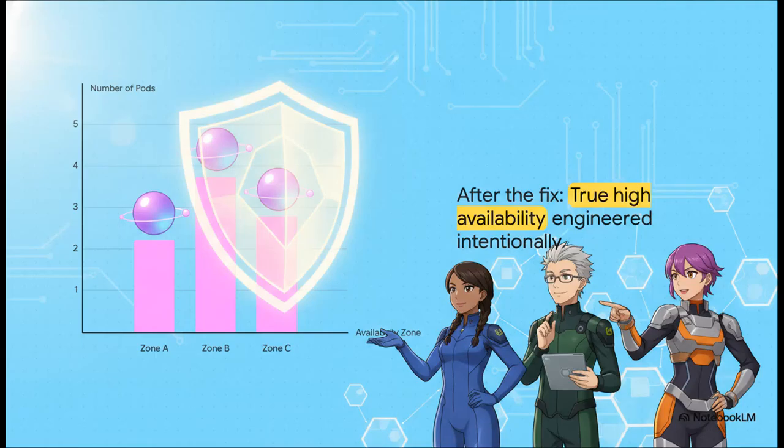And now, look at this. After applying those spread constraints, we get this just perfect, beautiful balance. 3 pods in each zone. Now, if any single zone goes down, you only lose 1/3 of your capacity, not 2/3. That is what true high availability looks like. It's something you have to engineer on purpose.